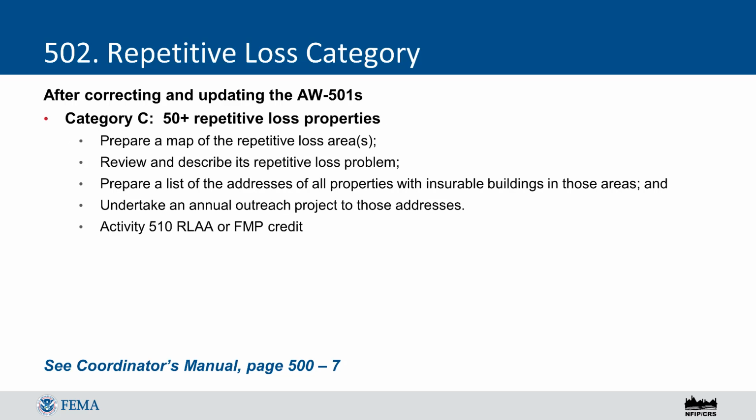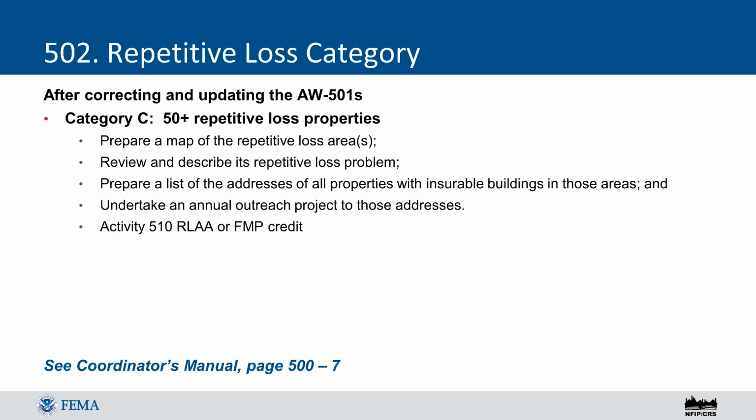For those communities that have 50 or more repetitive loss properties, and that is a good number of communities within our program, there is one additional requirement. You must have credit in Activity 510, either with a creditable hazard mitigation plan or a repetitive loss area analysis.